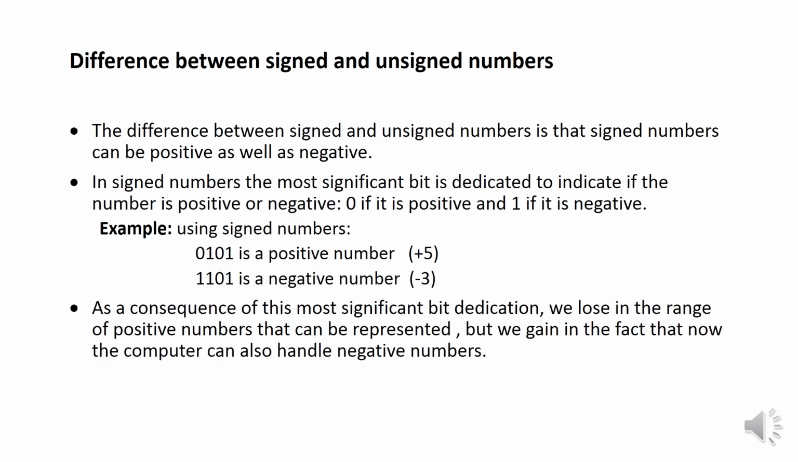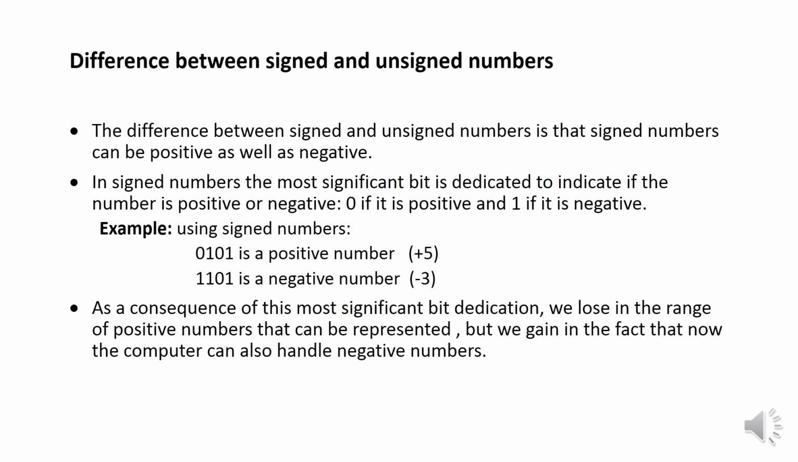The difference between signed and unsigned numbers is that signed numbers can be positive as well as negative. In signed numbers, the most significant bit is dedicated to indicate if the number is positive or negative, 0 if it is positive and 1 if it is negative.